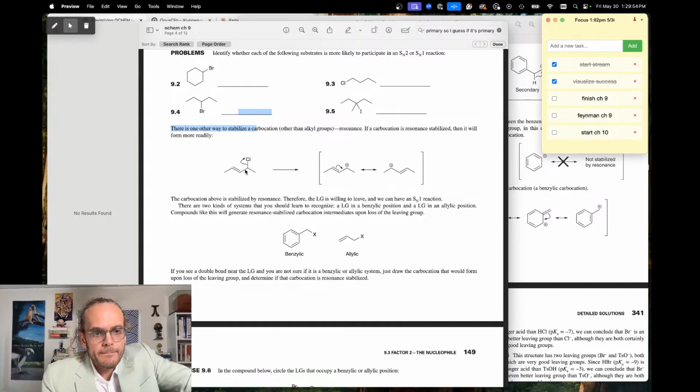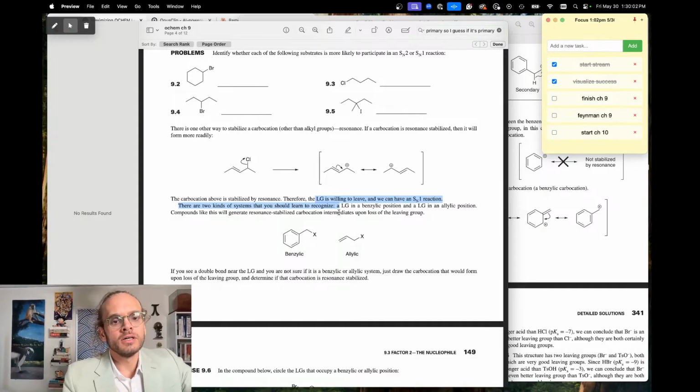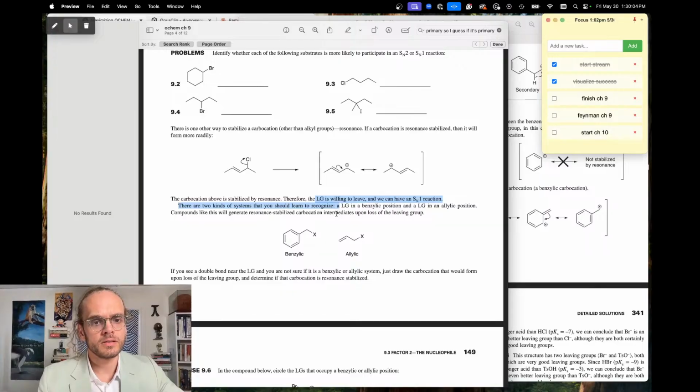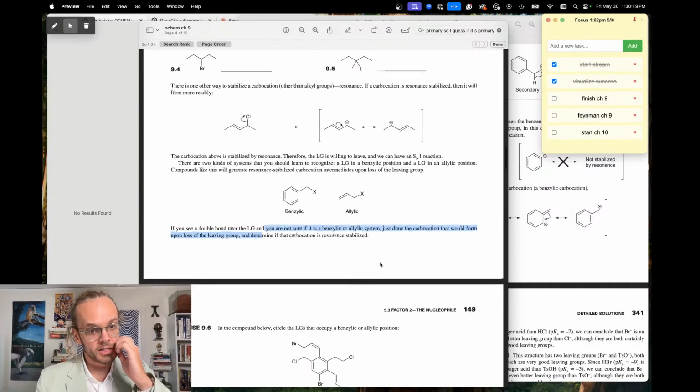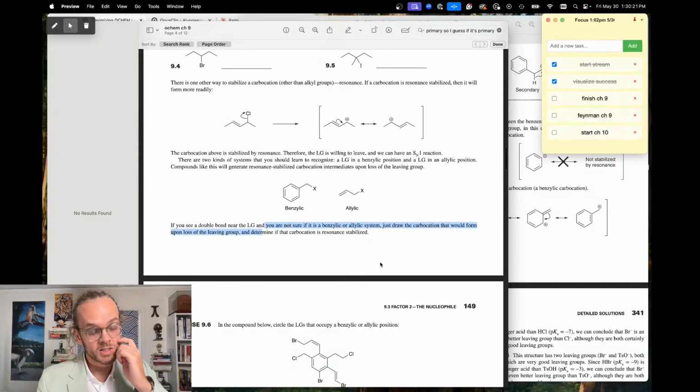Yep. It makes the leaving group willing to leave, and we can have an SN1 reaction. Got it. Leaving group in a benzylic position, leaving group in an allylic. If you see a double bond near the leaving group and are not sure, just draw the carbocation that would form upon the loss, and check if the carbocation is resonance stabilized.